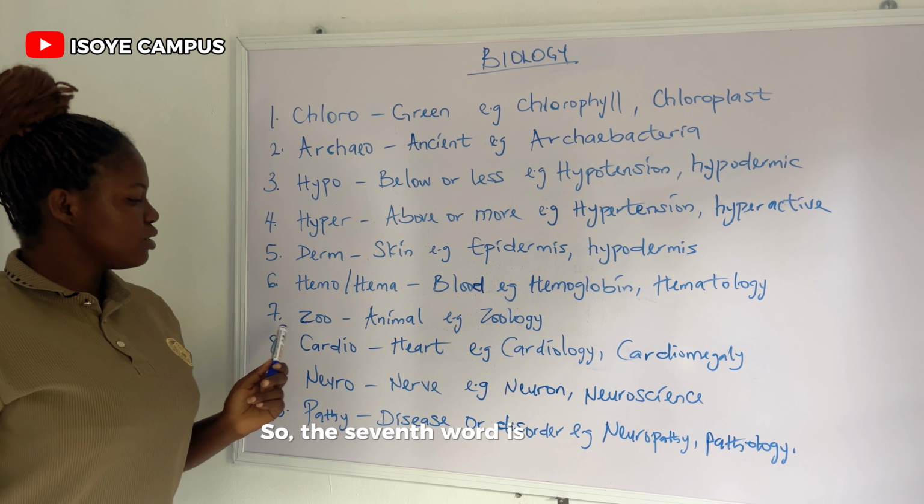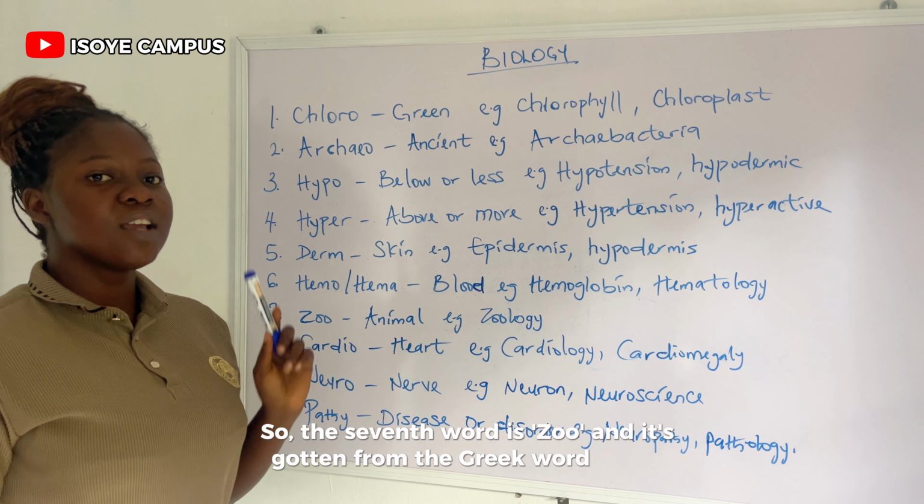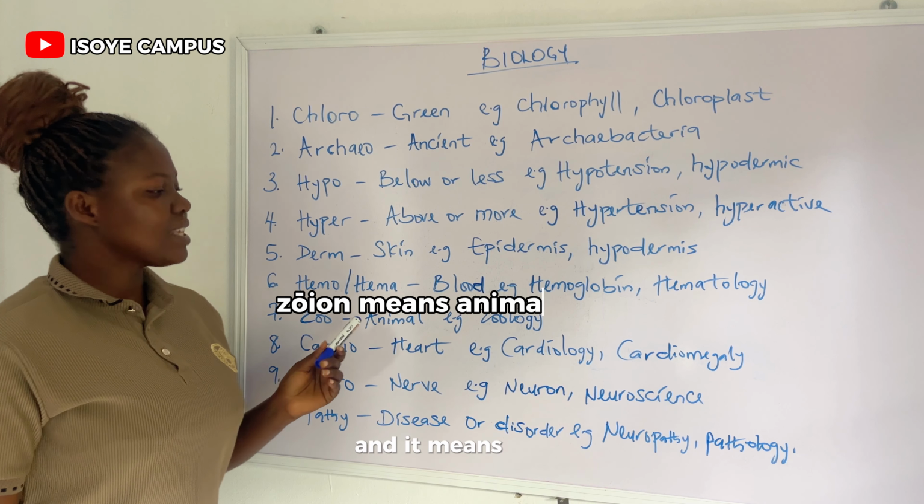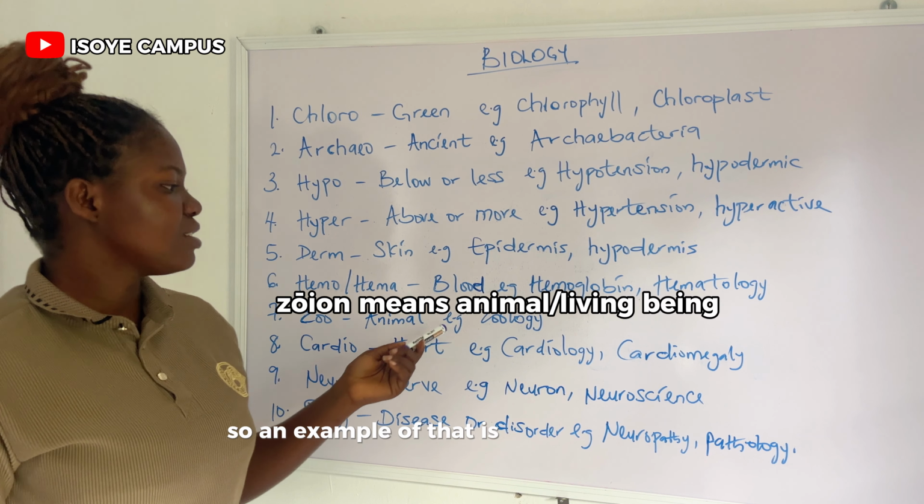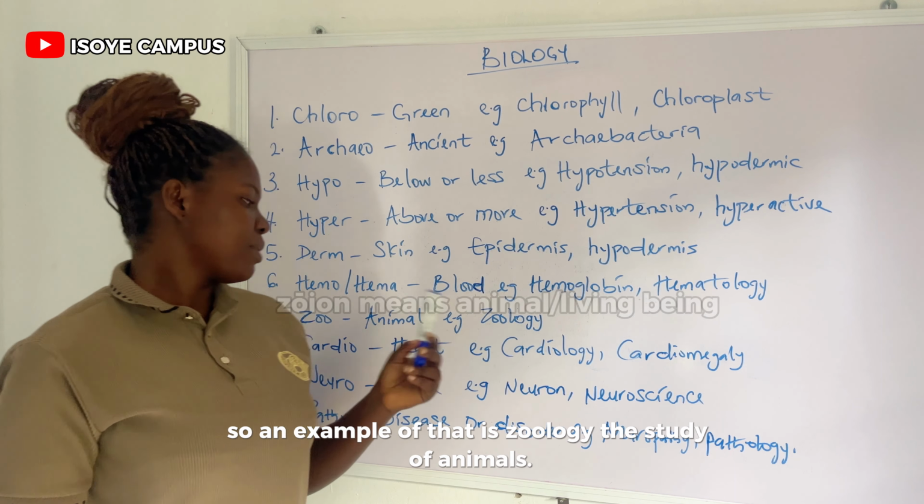So the seventh word is zoo, and it's gotten from the Greek word zoeon, and it means animal. So an example of that is zoology, the study of animals.